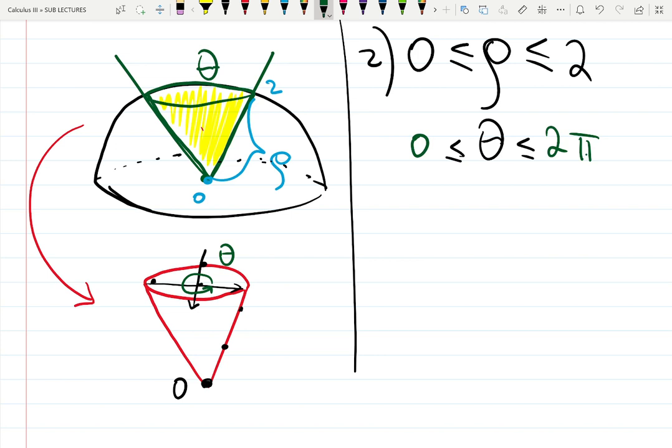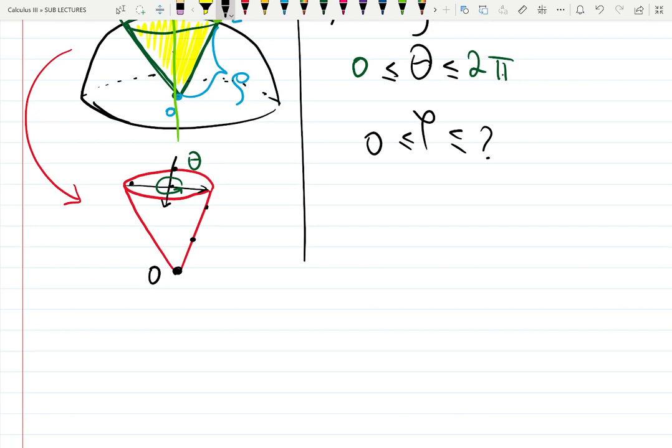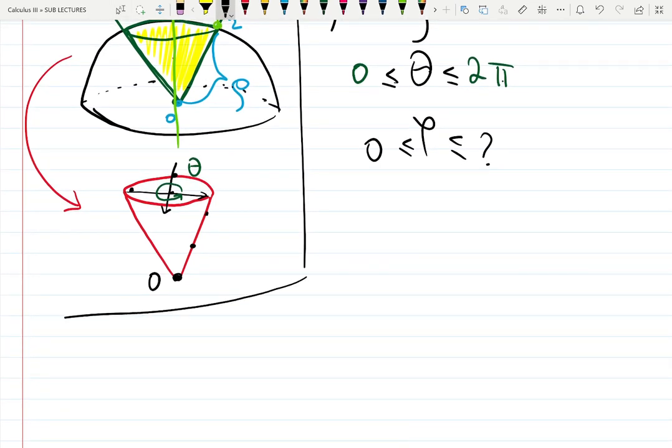Finally, phi is a question, and that's the hard one. Phi is the angle between this point and Z. This is my phi. Phi is not doing a full rotation from 0 to pi. It's definitely from 0, but it has some kind of restriction. To find this restriction, let's see what is happening here. Either you can guess, or you actually find it mathematically. Z equals the square root of x squared plus y squared. That is your cone. The cone dictates phi.